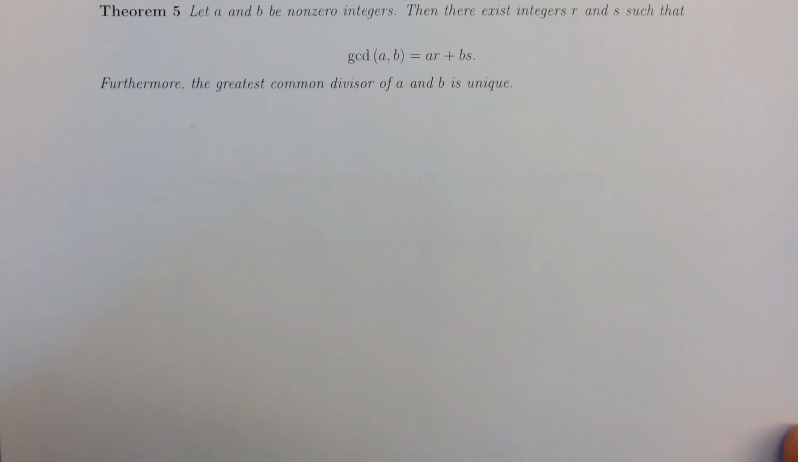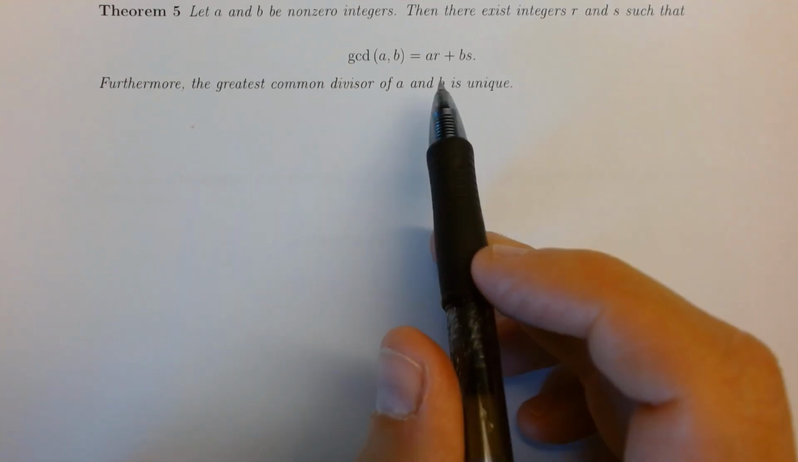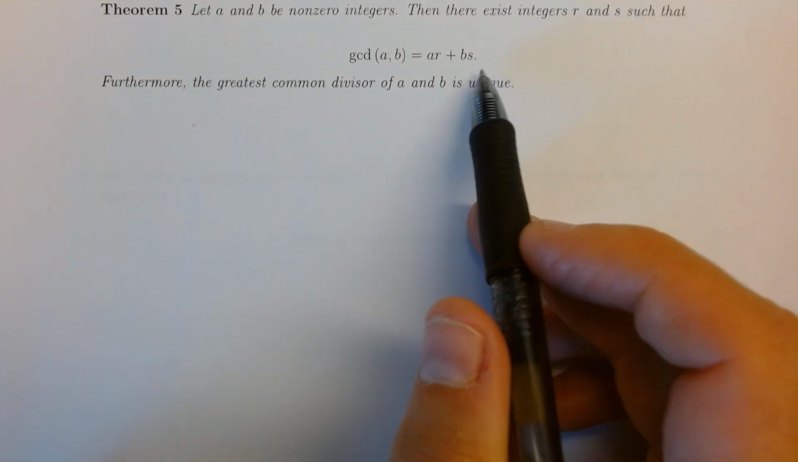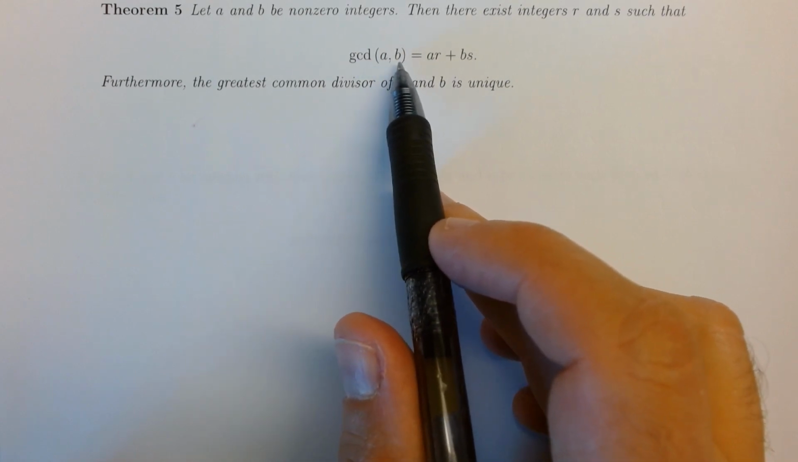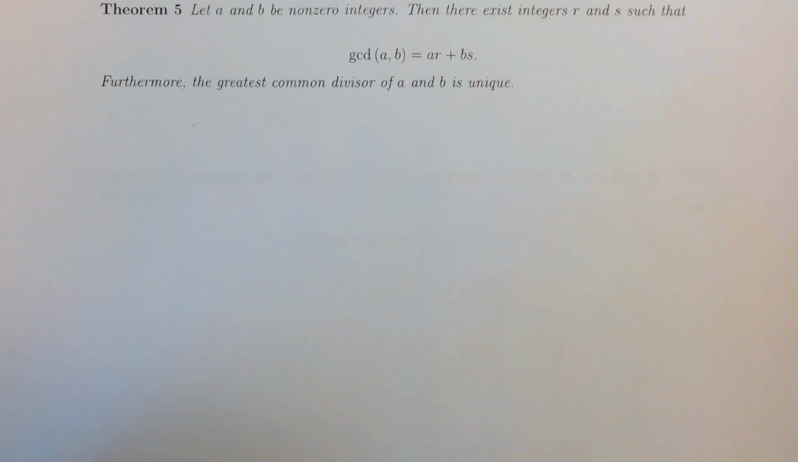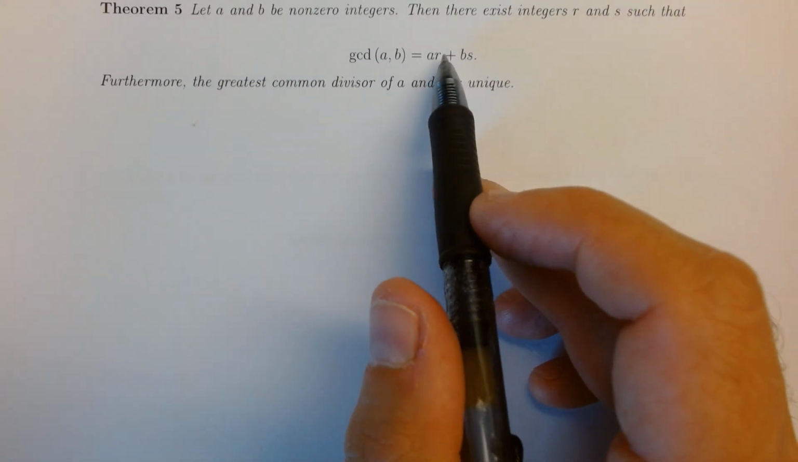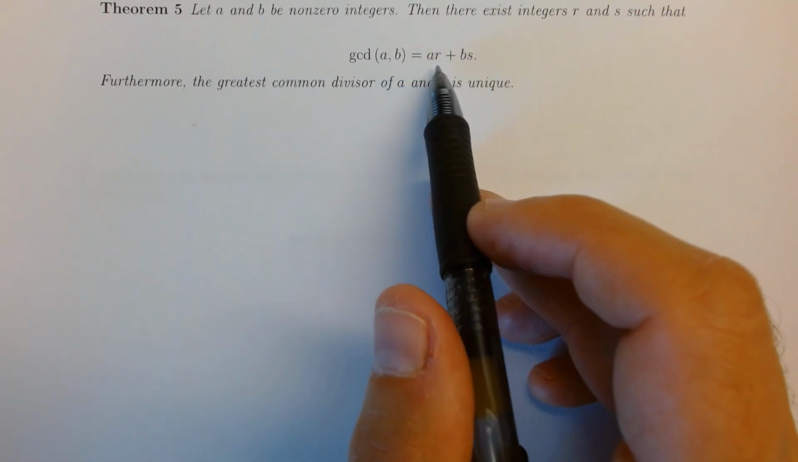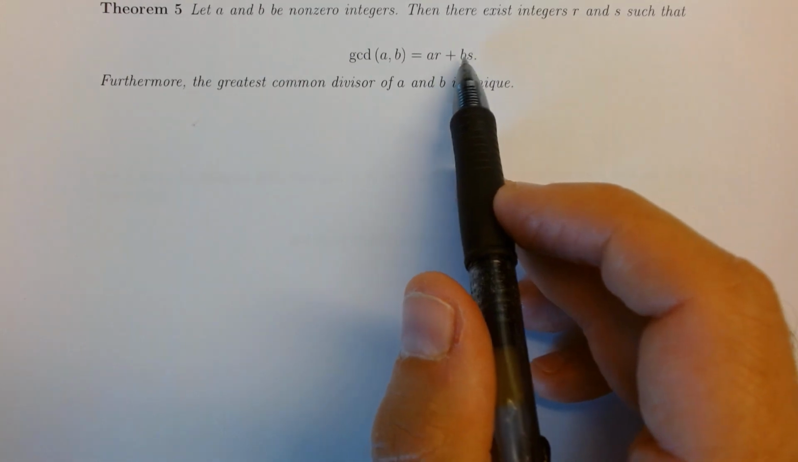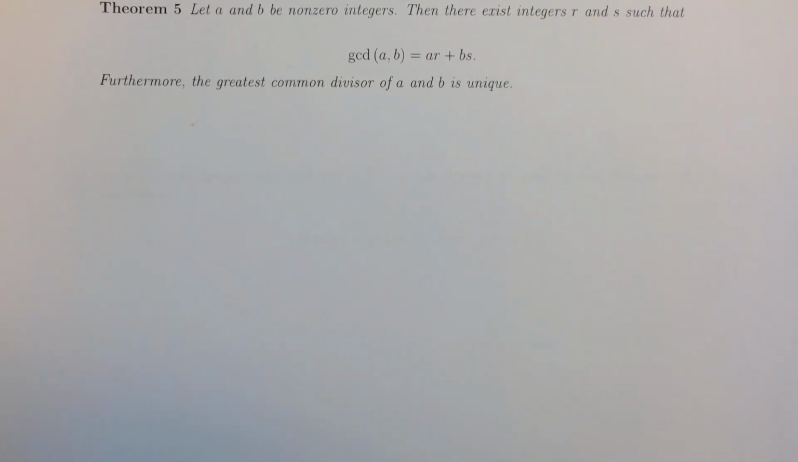Our next theorem involves the GCD, or the greatest common divisor, of two numbers, a and b. So a and b are both non-zero integers here. And the theorem says that I can find two other integers, r and s, where the GCD of a and b is some combination, what we'd call a linear combination, of that a and b. So a times some integer r plus b times some integer s. So in other words, you can create the GCD by just adding multiples of a and b together.